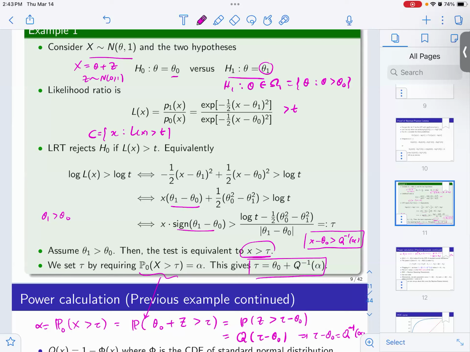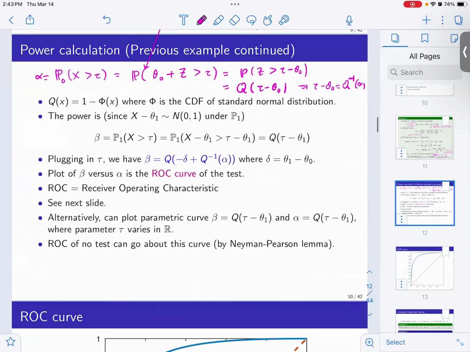Let me show you this. We can calculate the power of this test. Let's say we fix theta one, you guess a particular alternative. So x minus theta one is normal 0, 1 under theta one. And so the power of this test would be the probability under theta one that x is bigger than tau.